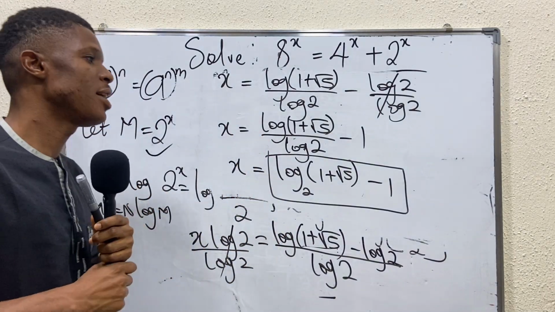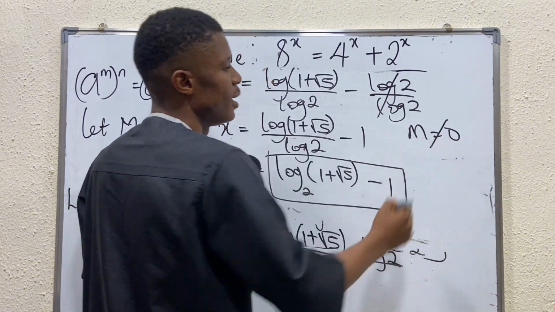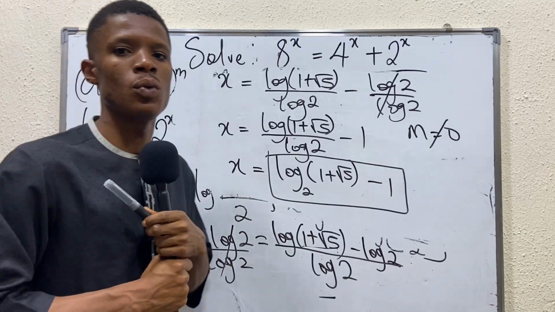Remember the other one, where we got m to be 0, so we won't take it. Then the next one we got m to be a negative number, so in the negative case we won't take it.